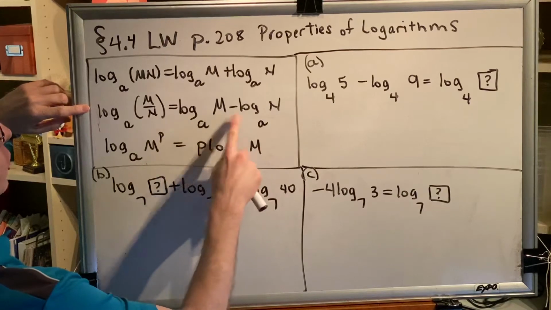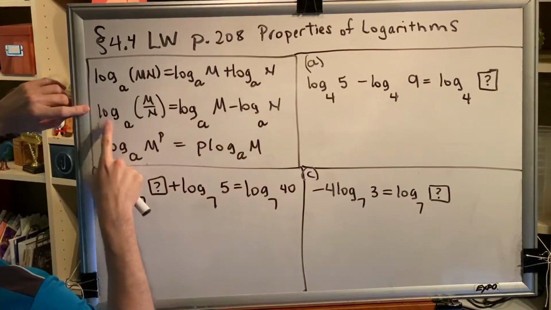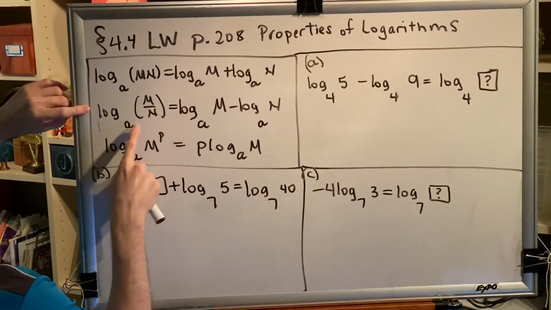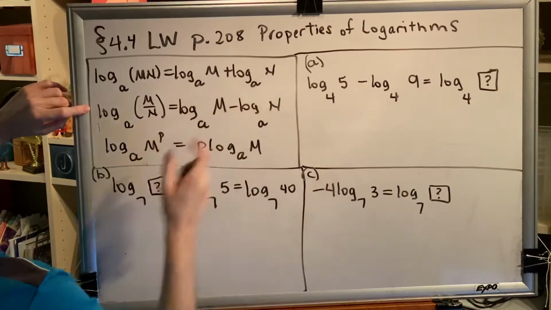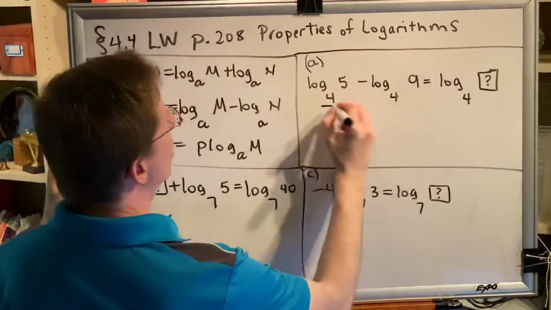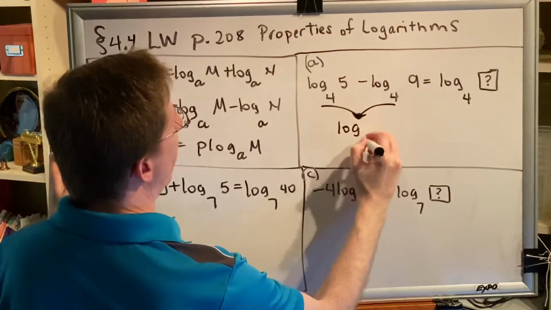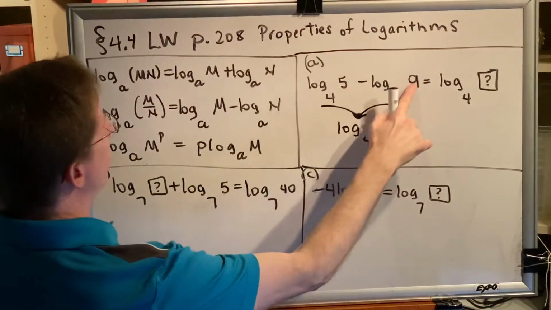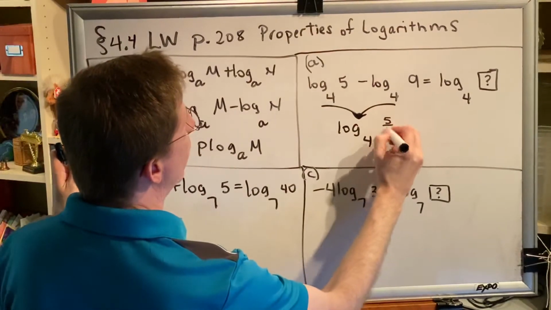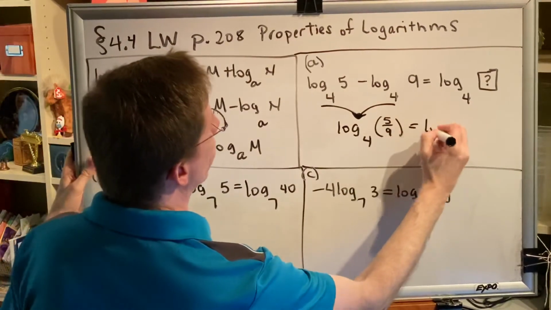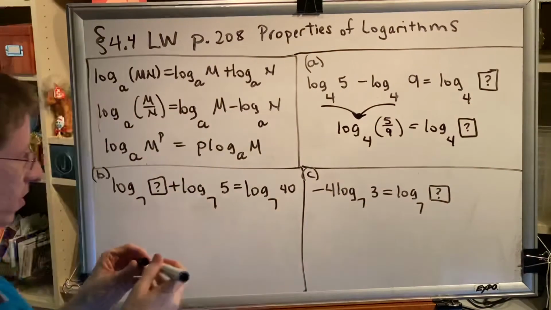It says when you have two logs being subtracted and the bases are the same, you can write that as just one log using that base, as long as you change the argument to be the fraction dividing these two values. So we can combine these two logs into one and write them as log base 4 of 5 divided by 9. I'm making a fraction. 5 divided by 9. The right side of my equation does not change.